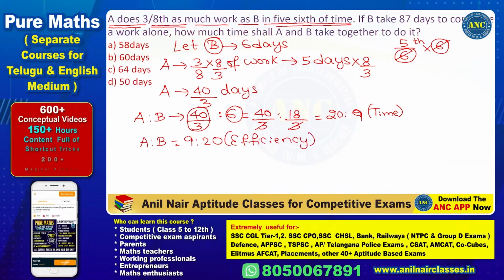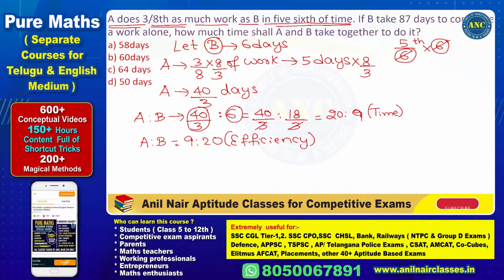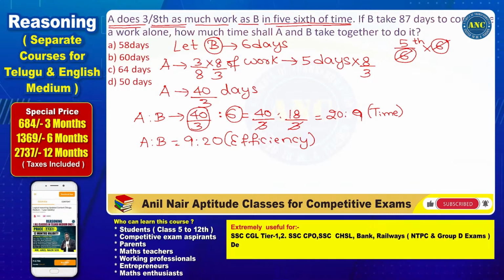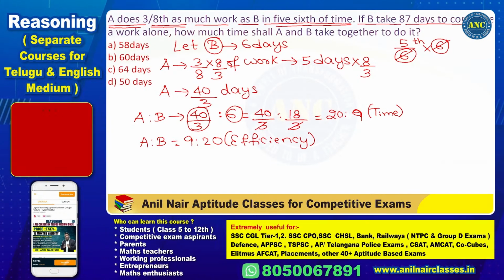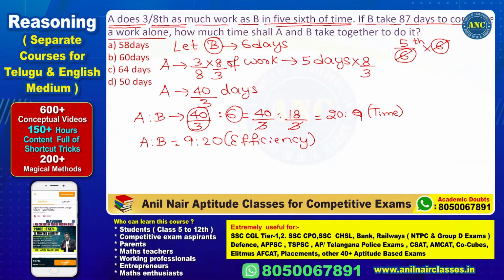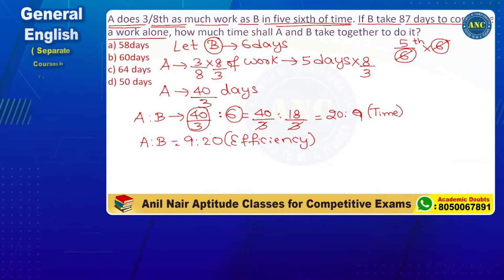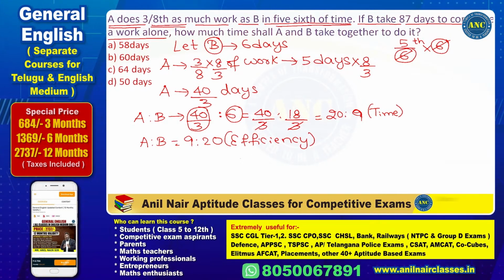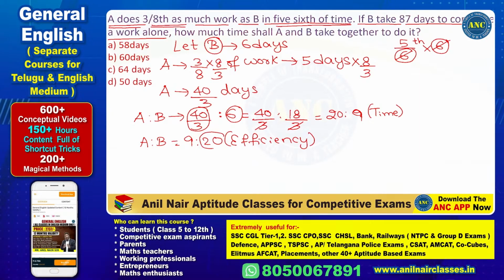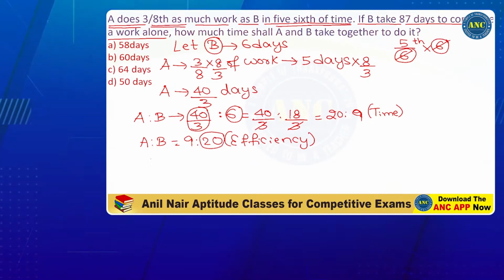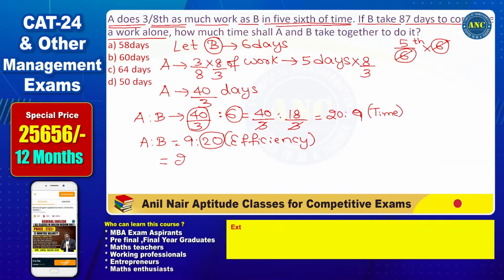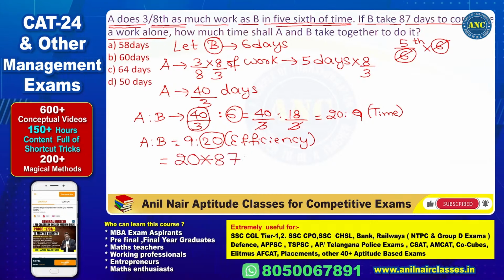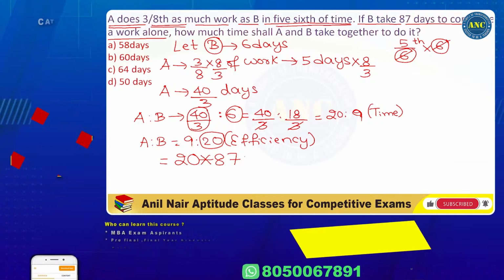Now, can I also say like this? See here, it is also given in the question that B takes 87 days to complete a work alone. If B is working alone, he will work for 87 days. And B's capacity is, in one day he can distribute 20 chocolates. So for 87 days he will distribute 87 into 20 chocolates. And this will lead to the completion of the entire work.